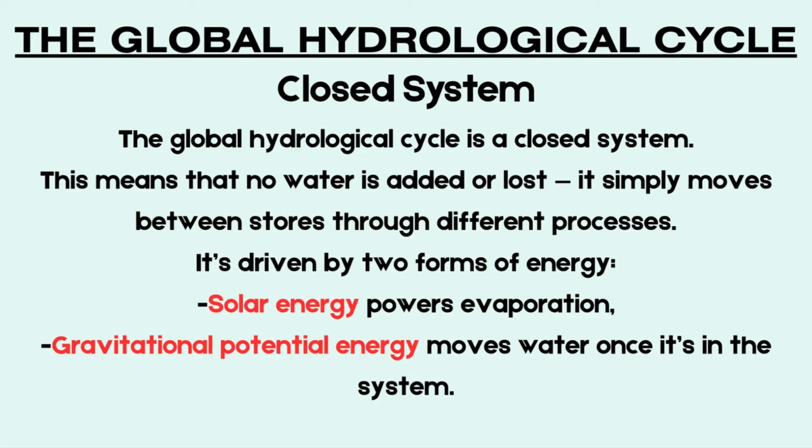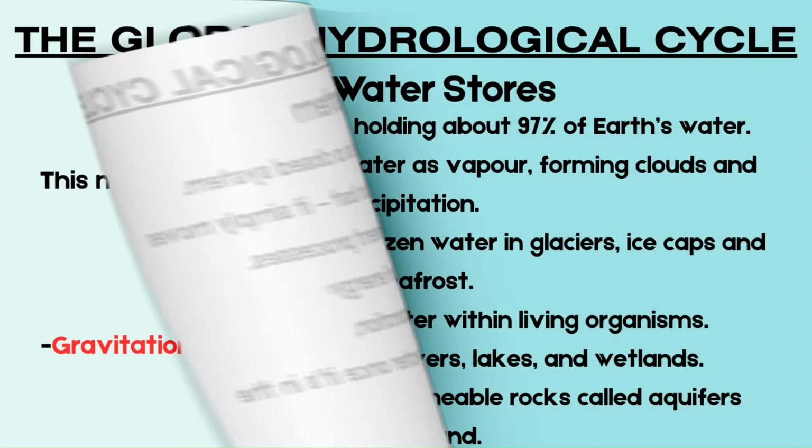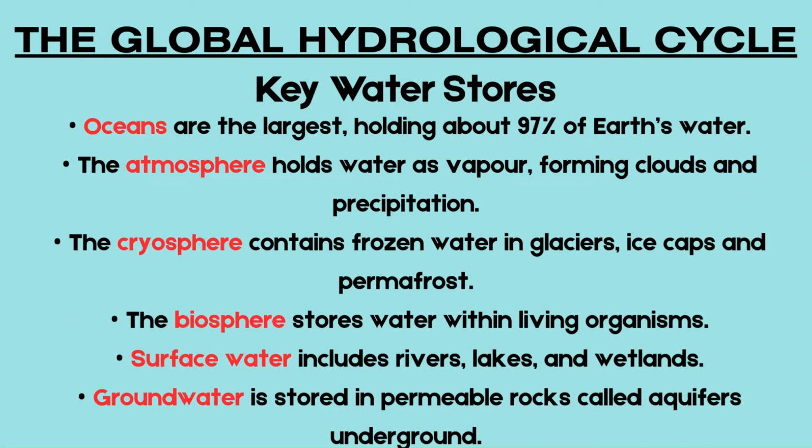Gravitational potential energy moves water through the system. This comes into play when water falls as precipitation or flows through rivers and lakes. Gravity is essential for moving water from higher to lower areas, such as when water moves down a slope or falls as rain. The water within the cycle moves between various key stores.